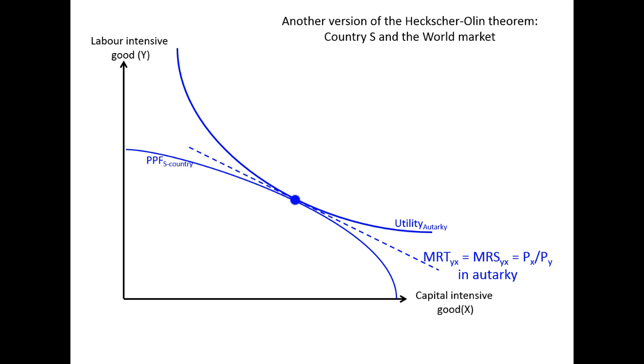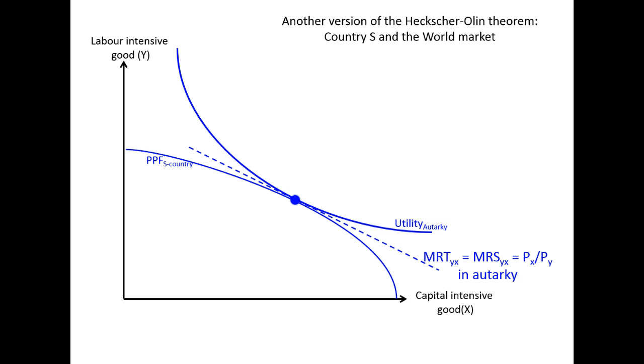So what we have in autarky is that the marginal rate of transformation, that's the slope of the PPF, will be identical to the marginal rate of substitution, the slope of the utility function. And that will give us the relative price in this country. So we will have the relative price Px divided by Py, which is given to us by the slope of this straight line there.